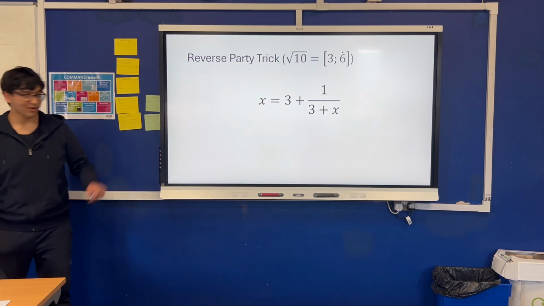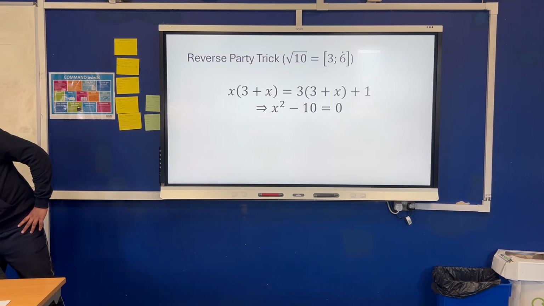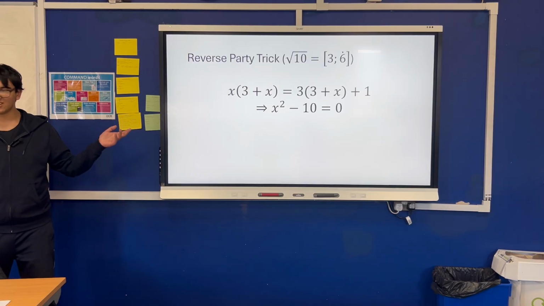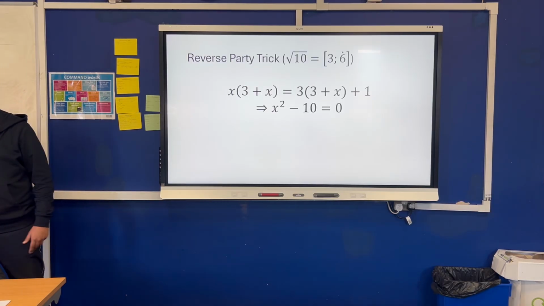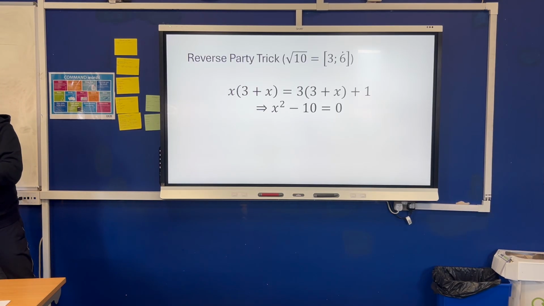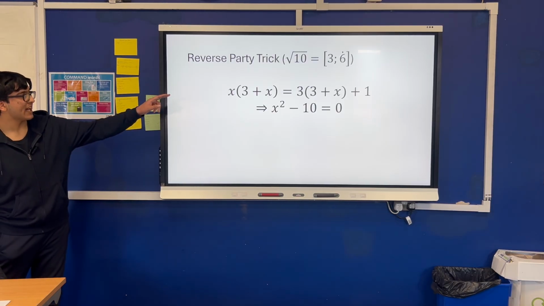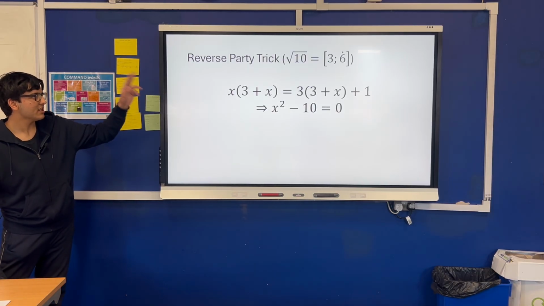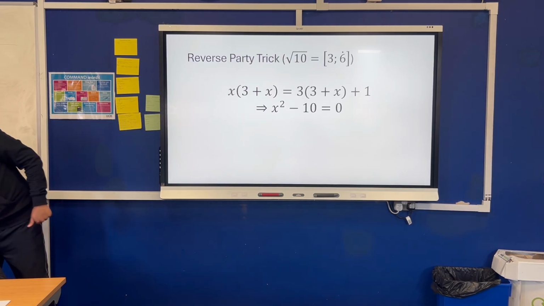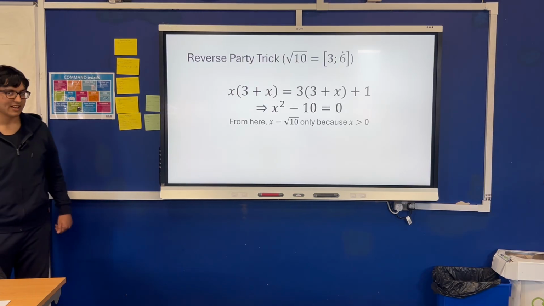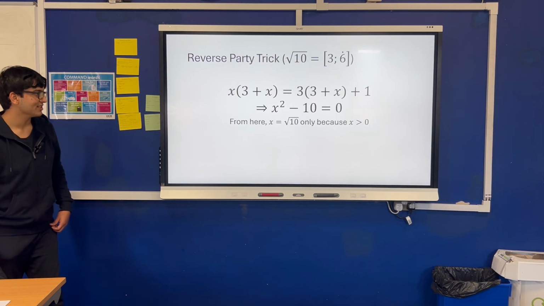And then you get a quadratic equation. Well done. And what is the solution to this quadratic equation? 3 plus root 10. Yeah, but it cannot be 3 minus root 10, because if you look back at the continued fraction, it's always positive. Yeah, it's always adding and all the coefficients are positive. Therefore, x is equal to 3 plus root 10.